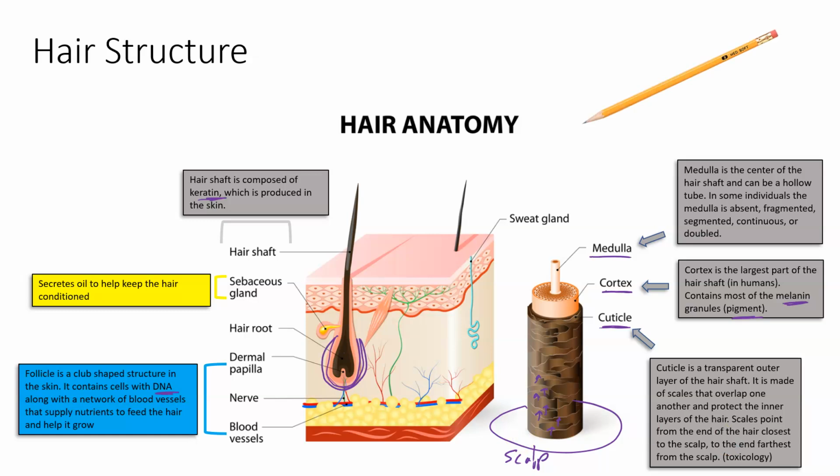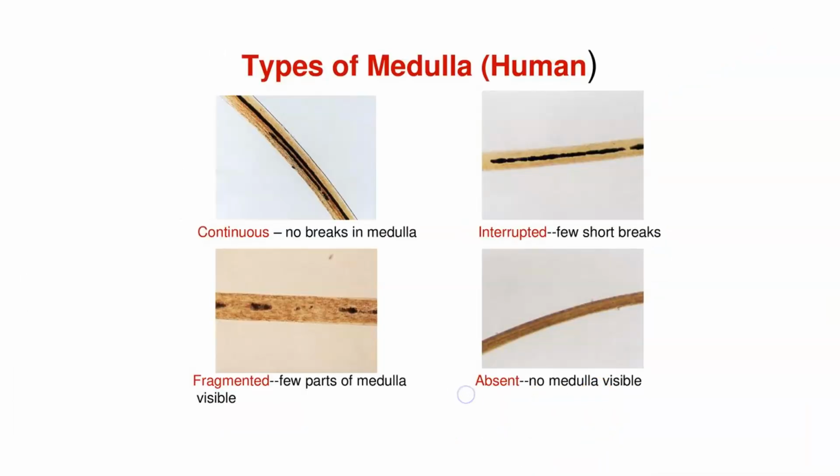Okay, one of the things that I like to use as an analogy as we're looking at the hair structure is a normal pencil. The lead running through the core of the pencil would be analogous to the medulla. The wood, which makes up the bulk of the pencil, would be analogous to the cortex, and the paint or the covering on the outside of the wood would be analogous to the cuticle. Okay, just one thing that you can do to help visualize the structure of the hair.